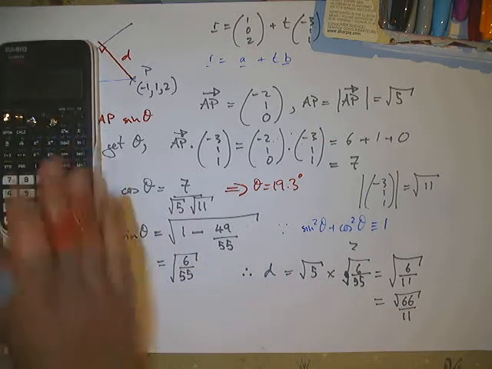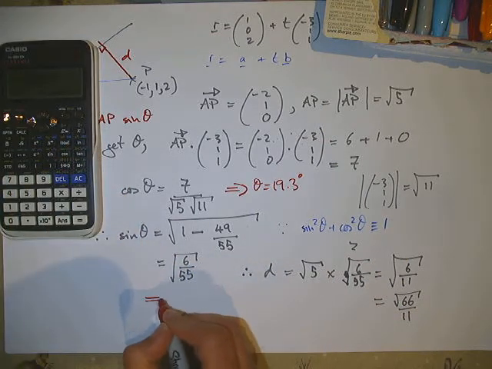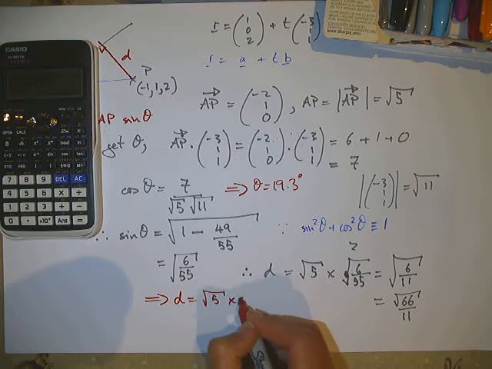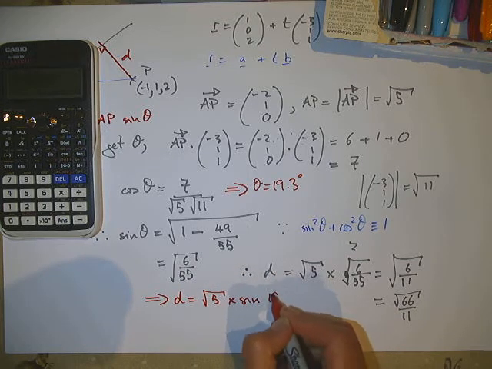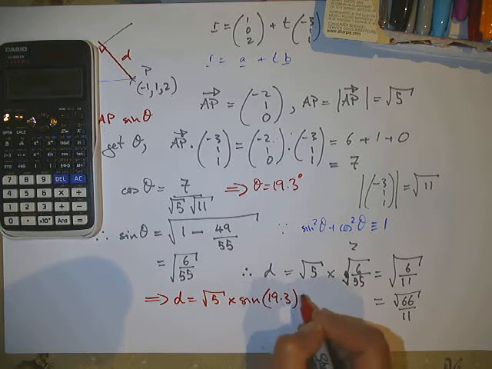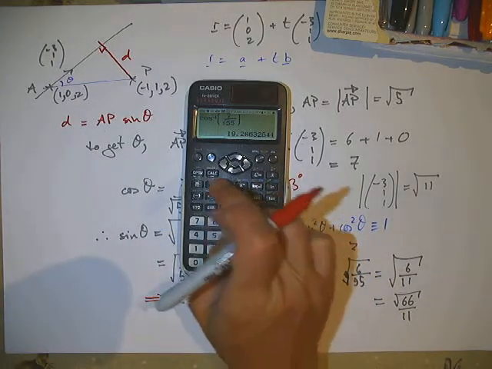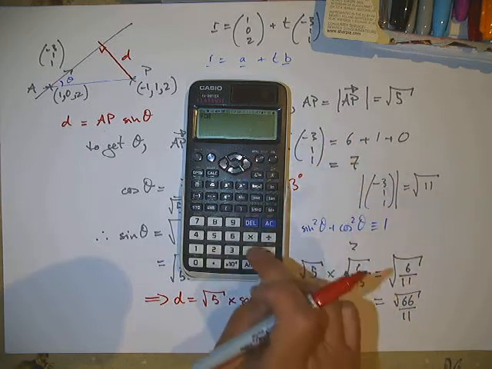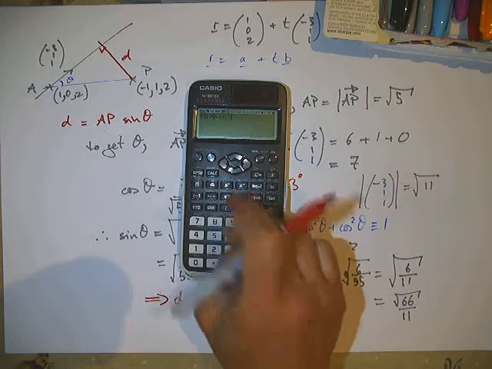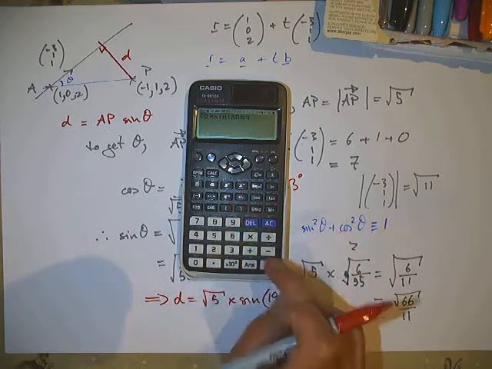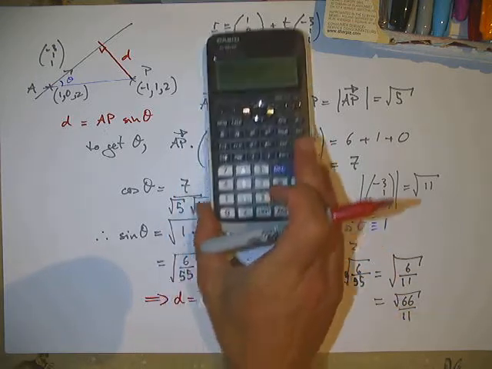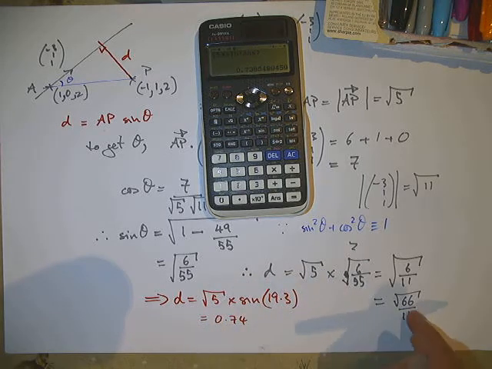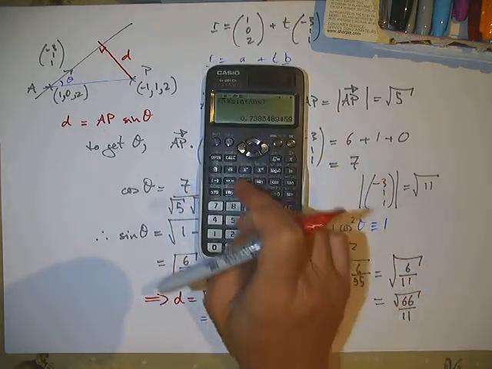And we could have said D equals root 5 times sine of 19.3. Root 5 come out of the square root times sine of the previous answer is that 0.74. Oh, should we check if that's the same?